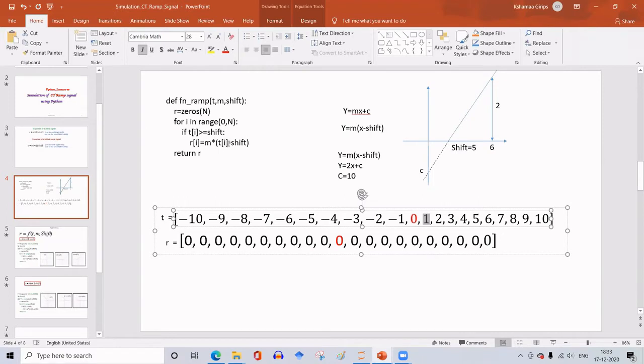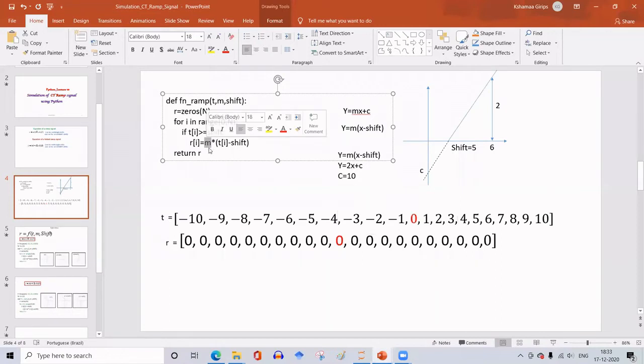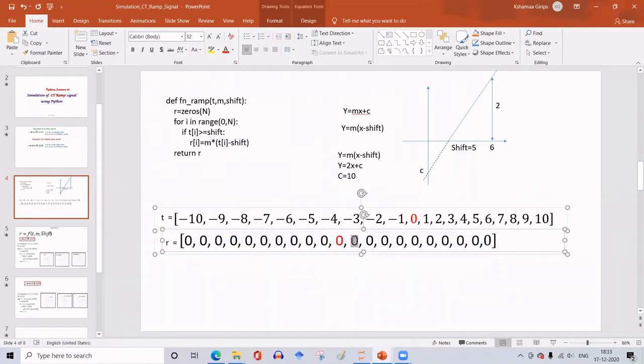So now this is 1 minus 0 multiplied by M. Suppose I am generating a unit step, this is a unit ramp, M is going to be equal to 1. 1 multiplied by 1, I'll have 1. This 0 gets replaced by 1.